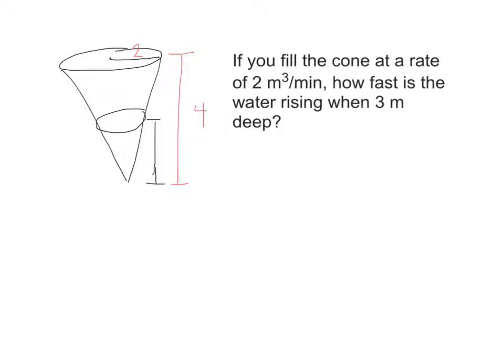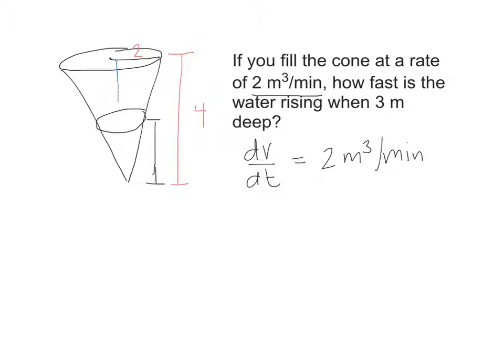So let's take a look at what we know. I definitely have a rate of 2 meters cubed per minute. So that is the change in the volume over the change in the time at 2 meters cubed per minute. Okay, so let's give some labels. I'm going to do this in blue.